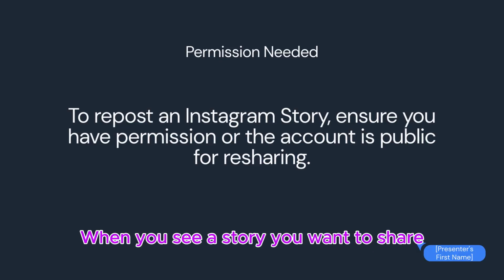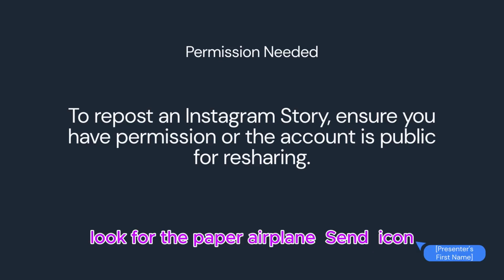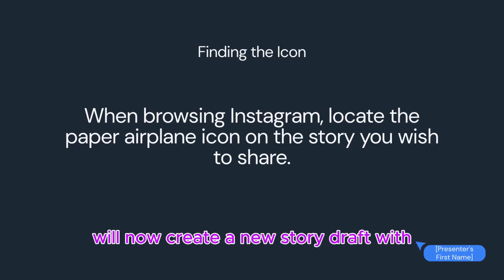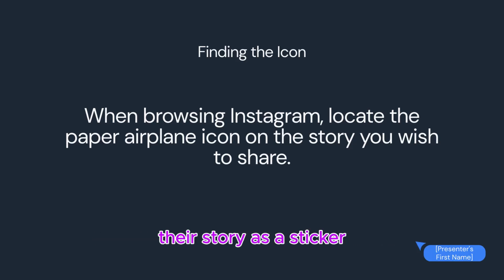When you see a story you want to share, look for the paper airplane send icon. Tap this icon. From the menu, select Add Post to your story. Instagram will now create a new story draft with their story as a sticker.